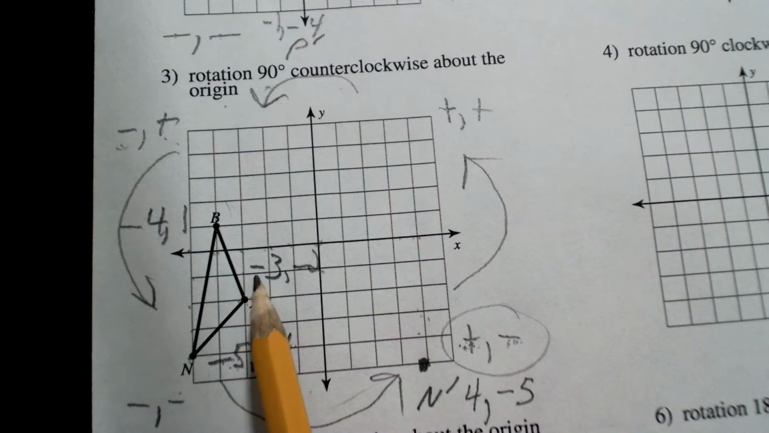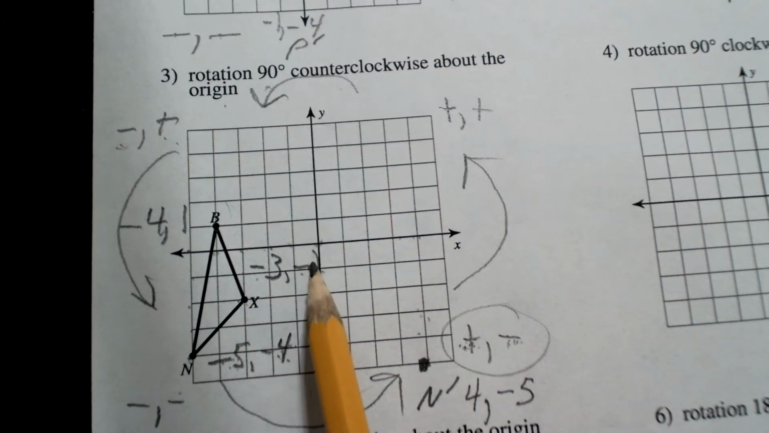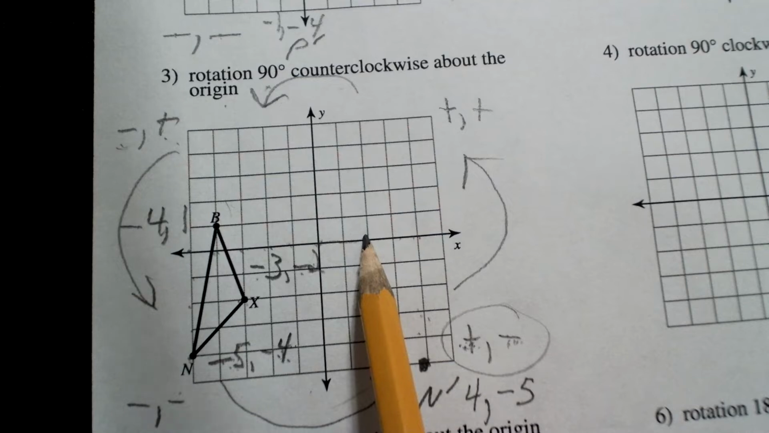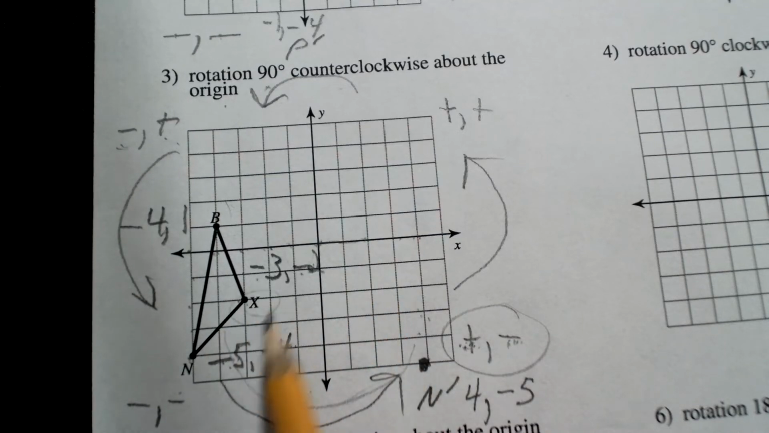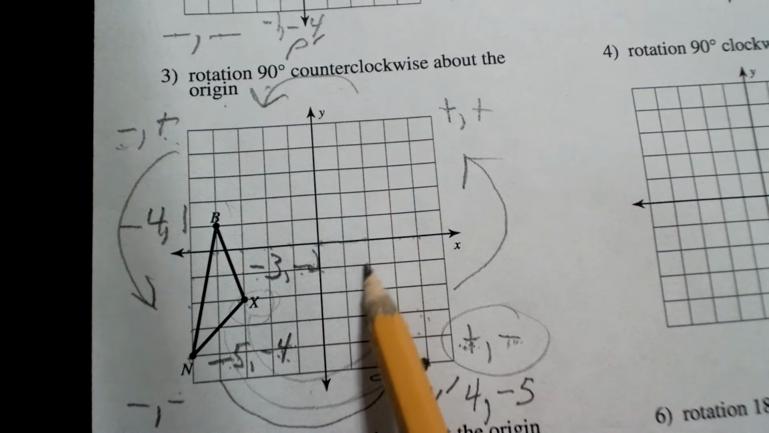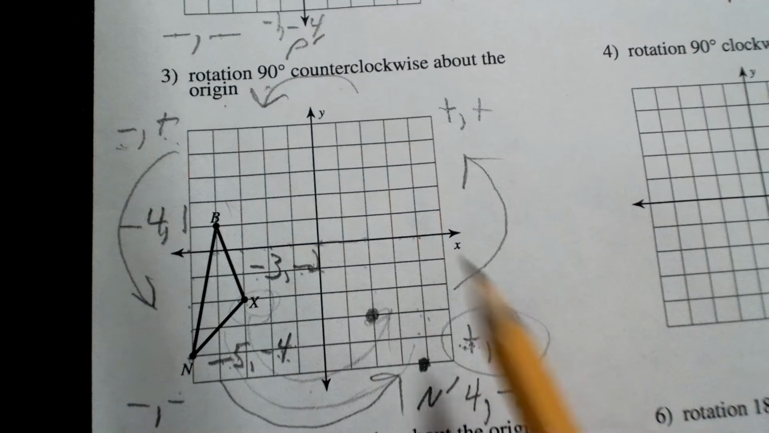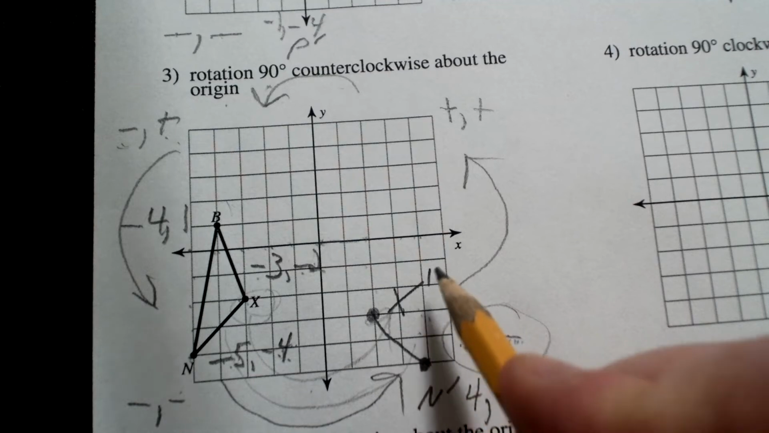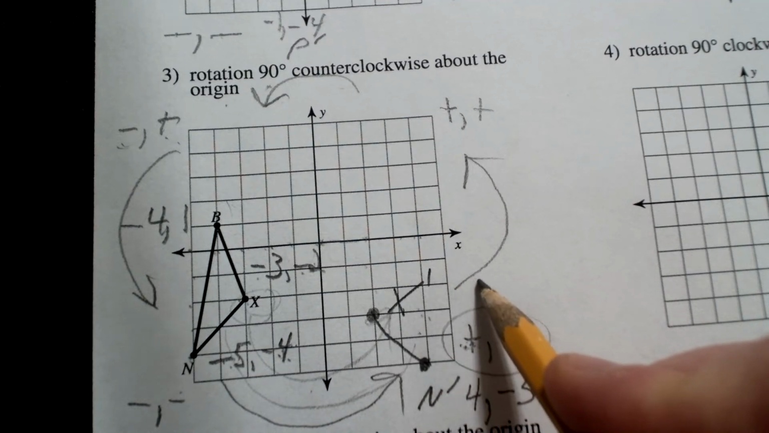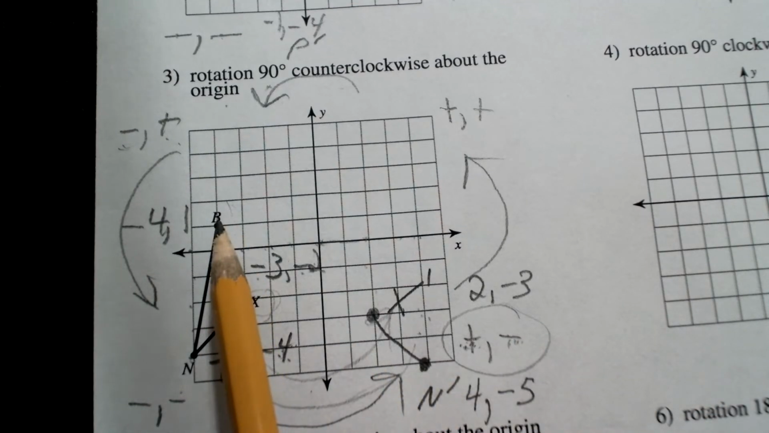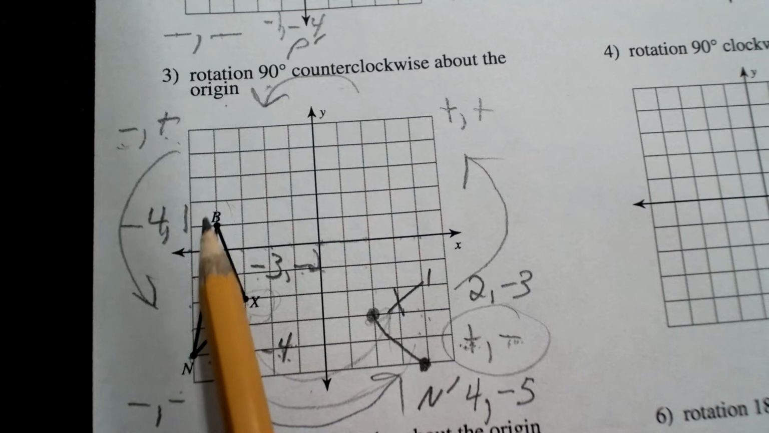So X here, negative 3, negative 2, I'm going to switch these two. So 2, 3. 1, 2, and then it's going this way. Remember, if it's in here, it's going over here. So that's going to go down. 1, 2, 1, 2, 3. So there's that one. So that's X prime. And that point would be positive 2, negative 3.